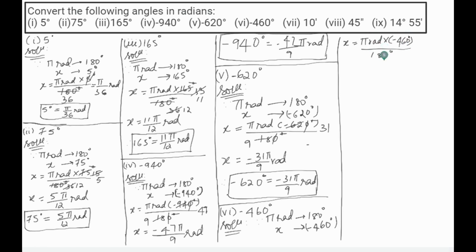The zeros cancel out each other, and the degree units cancel out each other. So 9 into 2 is 18, and this is 23. So we have x is equal to minus 23 pi by 9 radians. Therefore, minus 460 degrees in radians is equal to minus 23 pi by 9 radians.